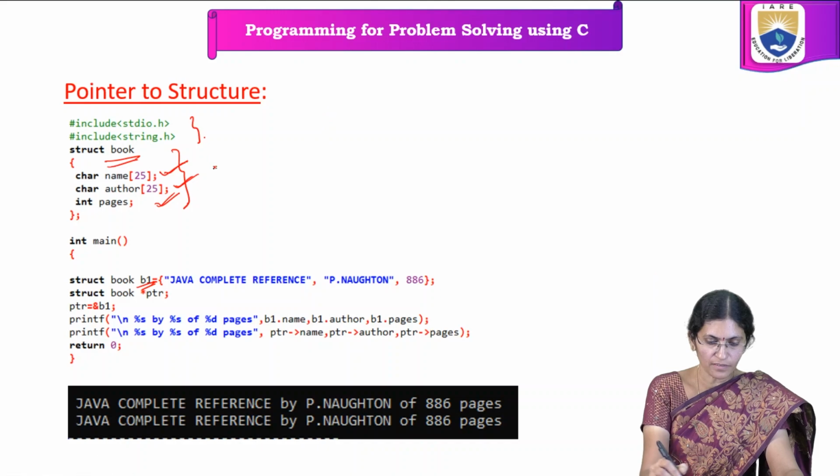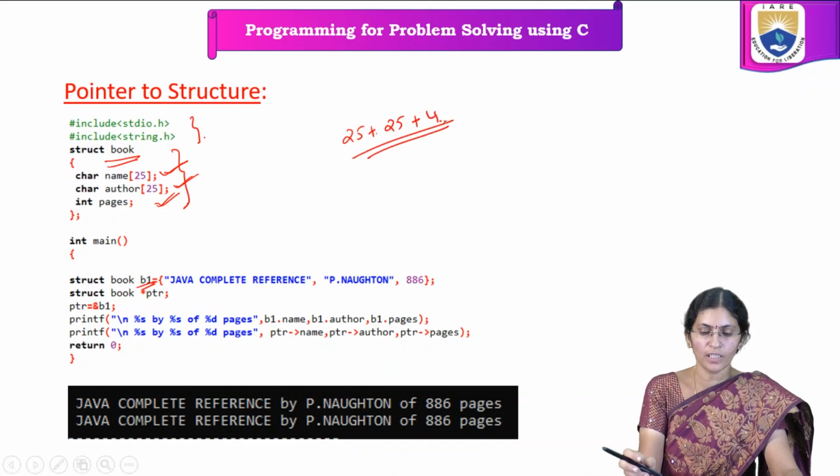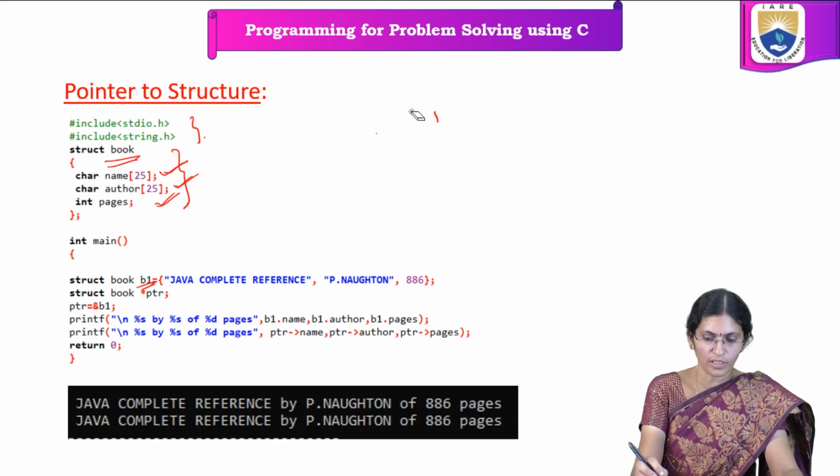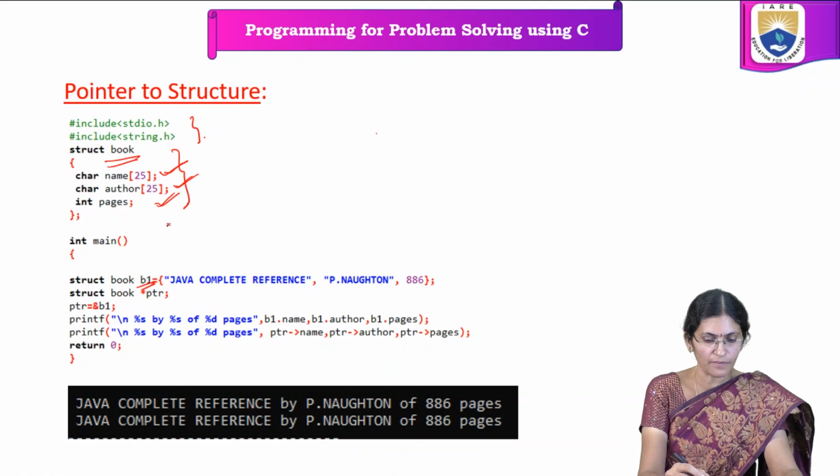So you can see here, character name 25. So the number of bytes allocated for this will be 25 plus 25 plus 4. So this will be the total memory which is allotted for this structure book. So each variable will have 25 plus 25 plus 4 bytes of memory allocated for this data type.